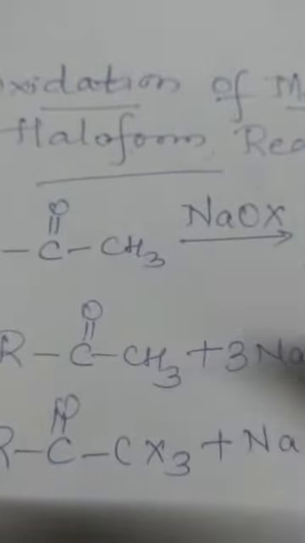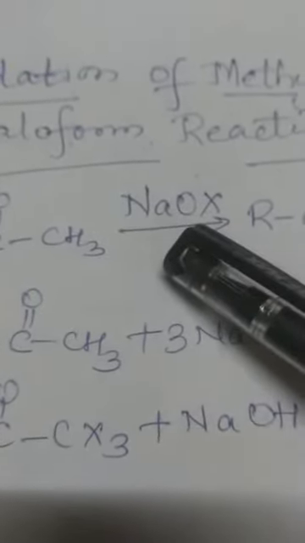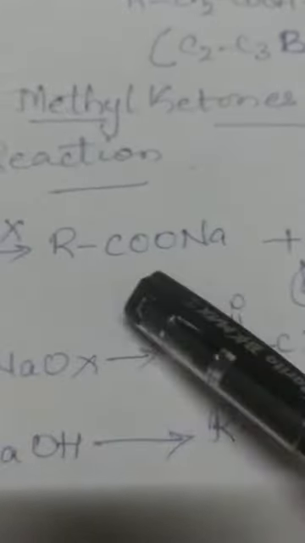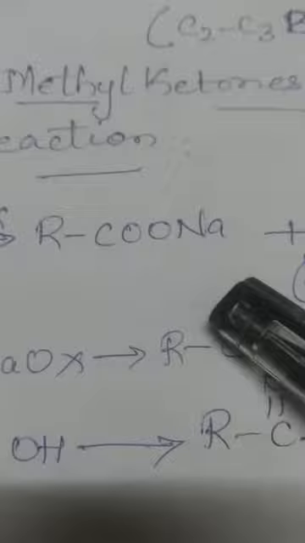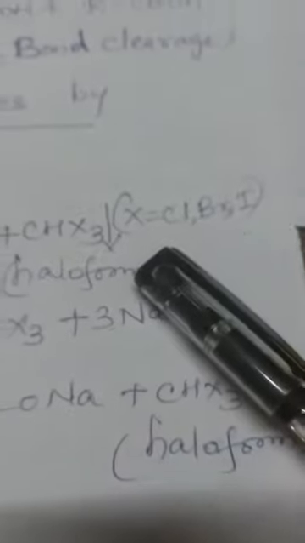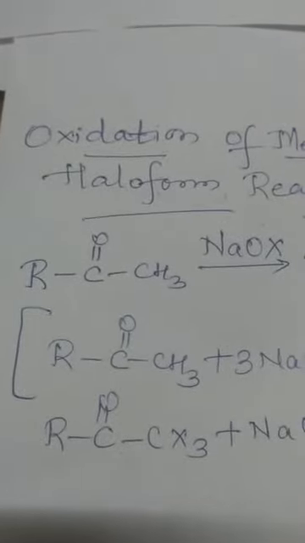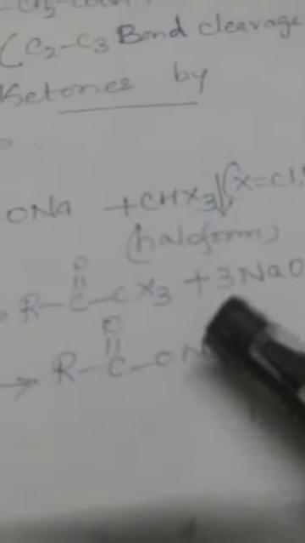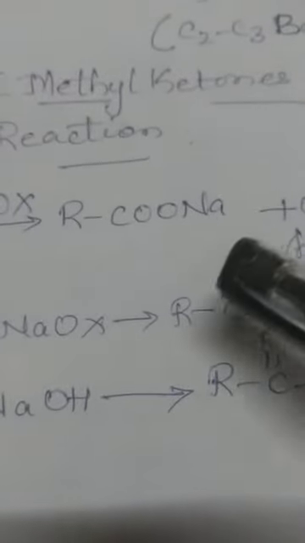Now such methyl ketones are oxidized by sodium hypohalite, NaOX, to give the sodium salts of the corresponding carboxylic acids. And the methyl group will be converted to haloform CHX3, where X can be either Cl, Br or I. So just look at the reaction there. RC double bond O CH3, the entire methyl group CH3 will form CHX3, forming the sodium salt of the corresponding carboxylic acid.